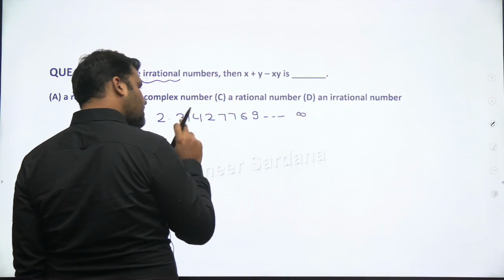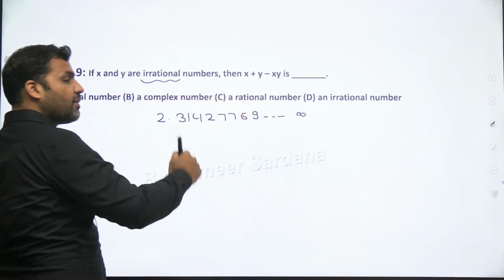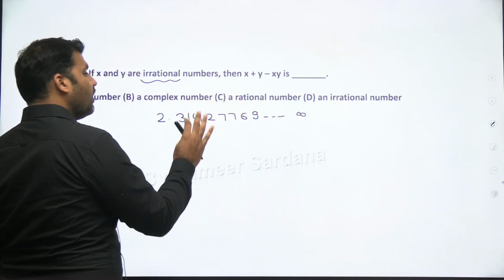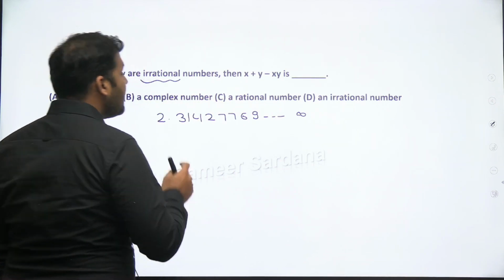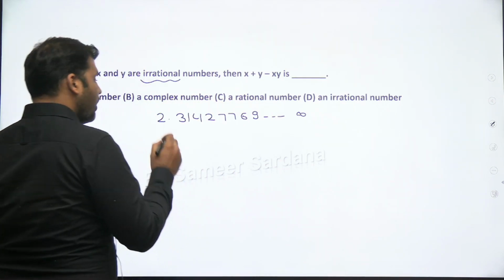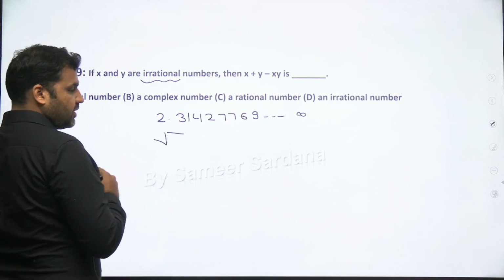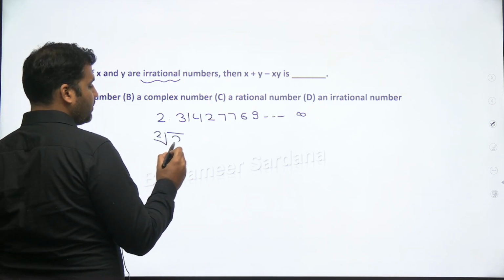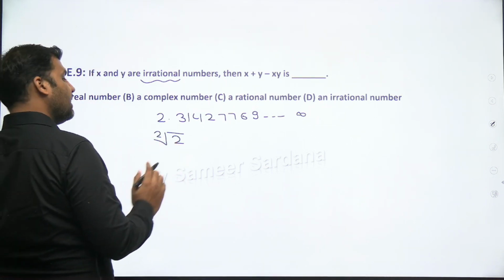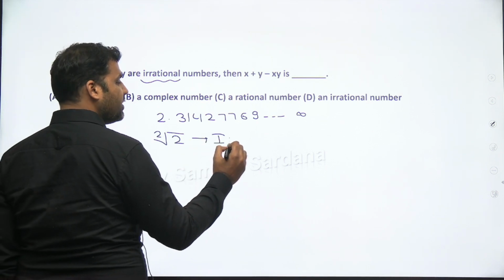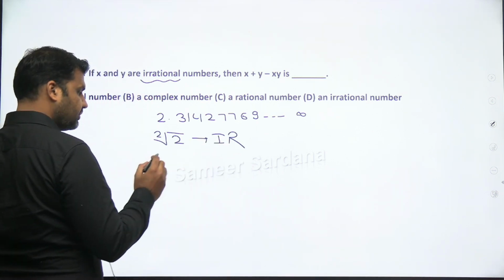That means the digits after the decimal that you write should not form any pattern. All those numbers are called irrational numbers. And we also studied imperfect roots, right? For example, square root of 2. Is this a perfect square root? No. So can I say this is an irrational number? Yes, this is an irrational number.